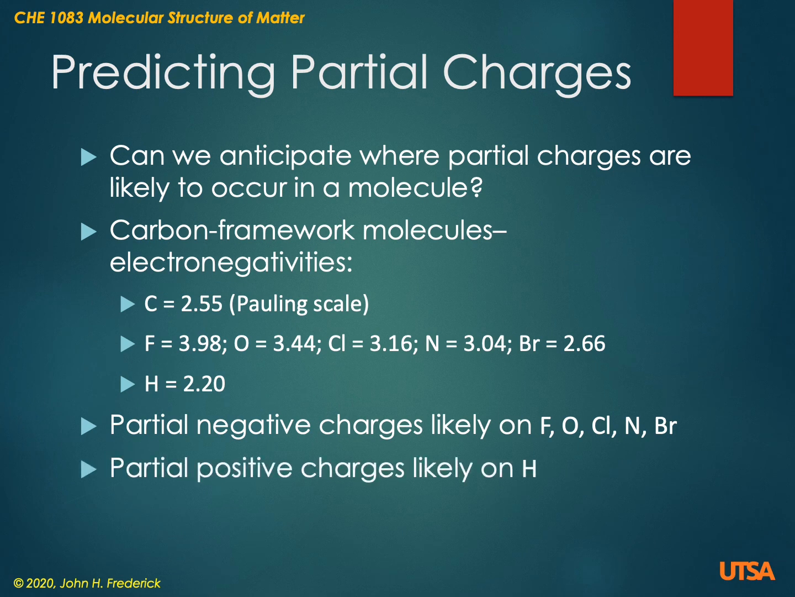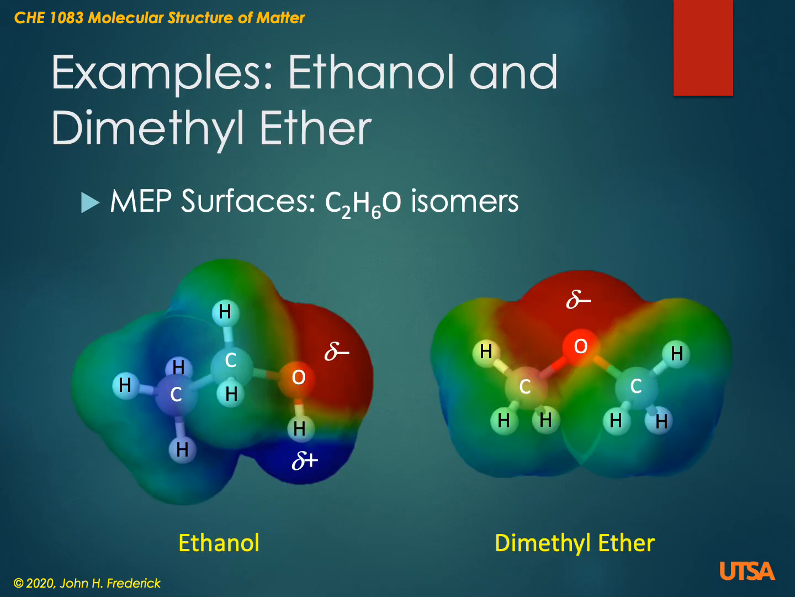We could see positive charges on hydrogen, but I want to caution you that these are not strict guidelines. Sometimes we see a partial positive charge on hydrogen, and sometimes we don't. Mostly we see hydrogen as not a particular magnet for either partial negative or positive charges. So here's a couple of examples.